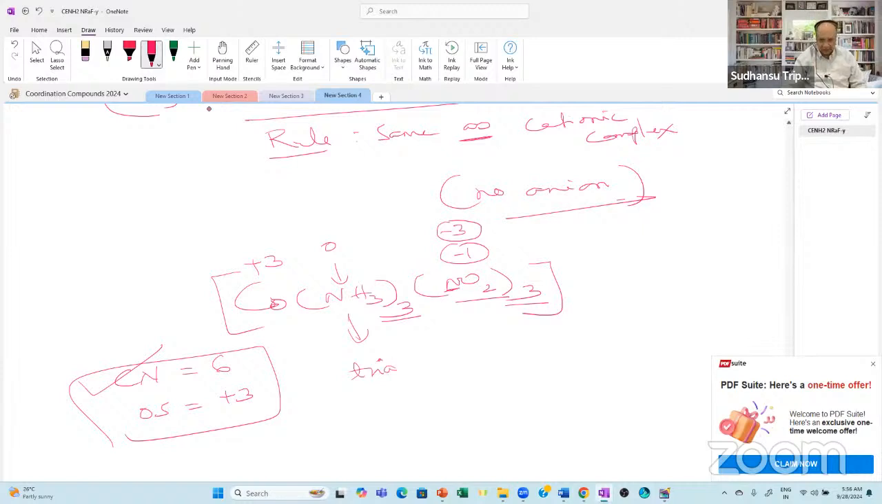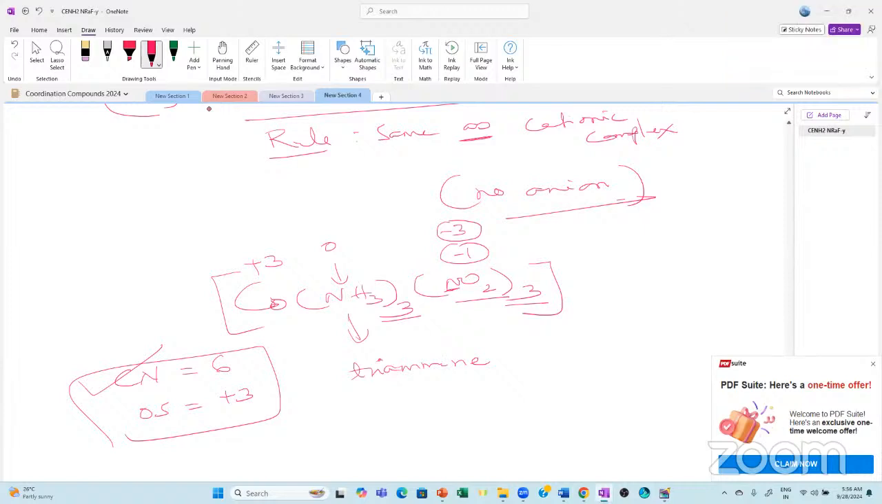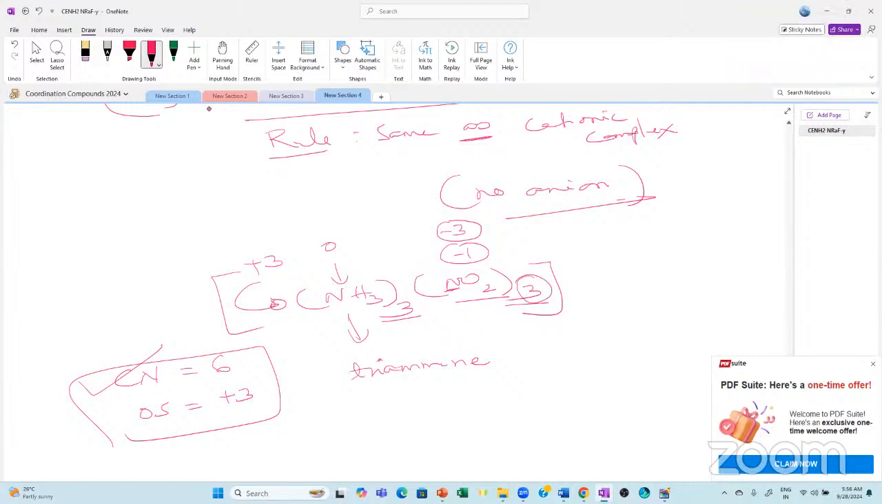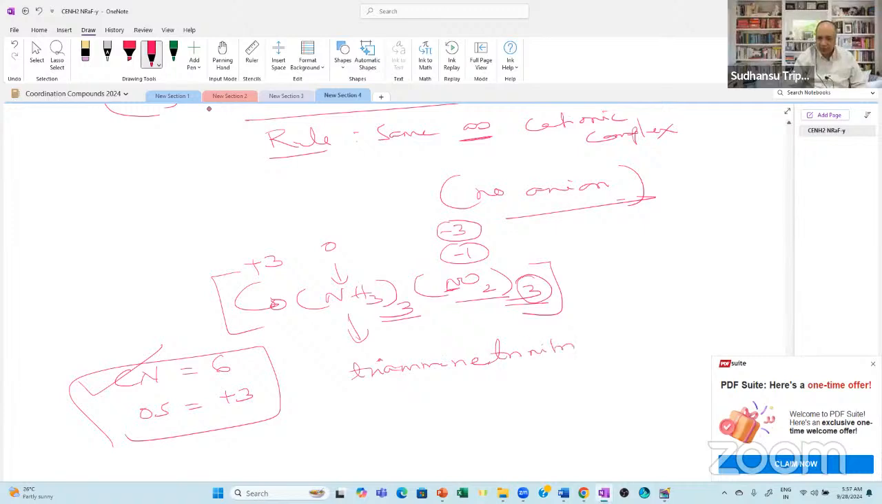Triamine, then nitrito-N, cobalt(III). Oh, are you kidding me? What is tri? Triamine and trinitrito-N, cobalt 3. Or you can simply write trinitro, as was the case earlier.